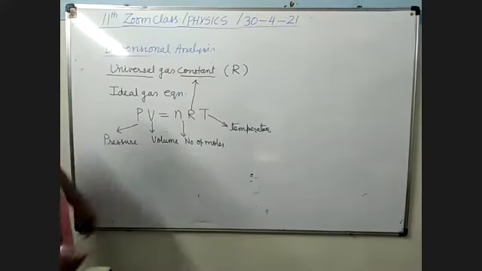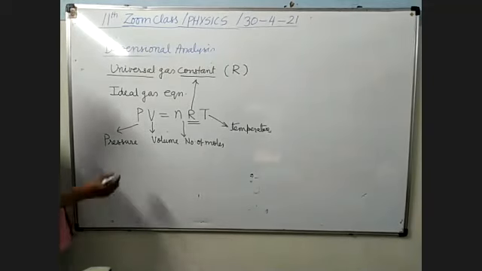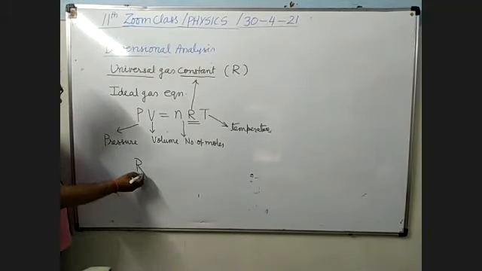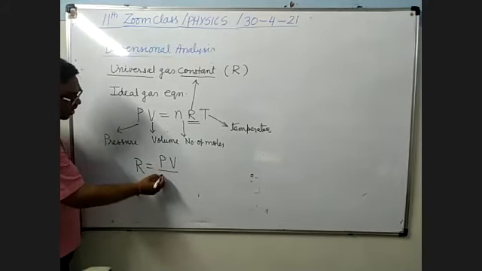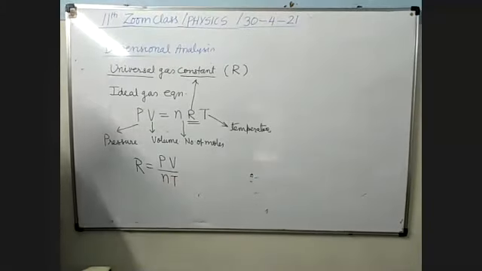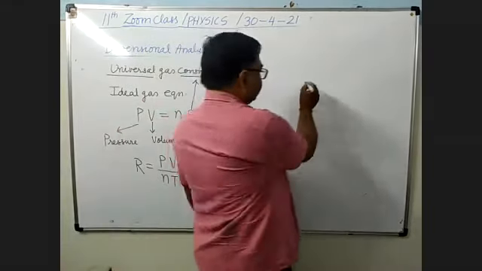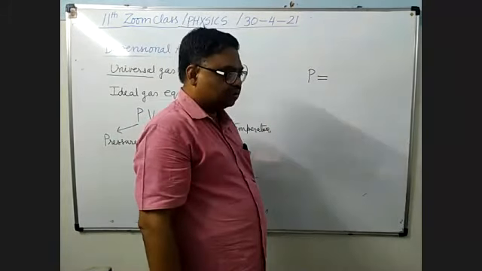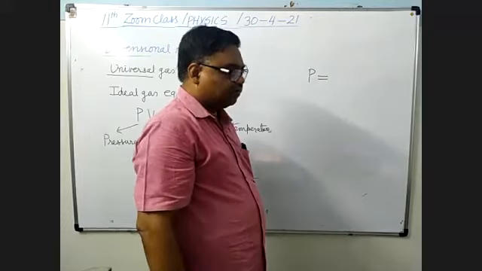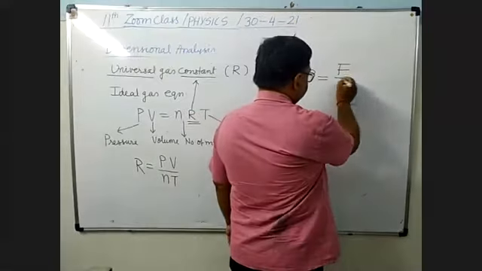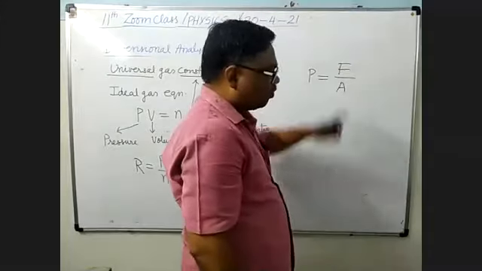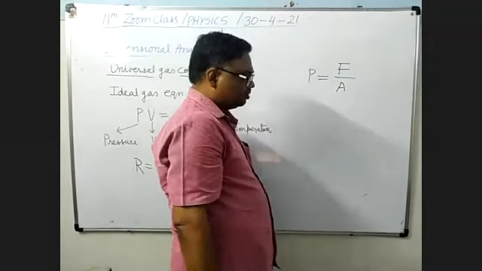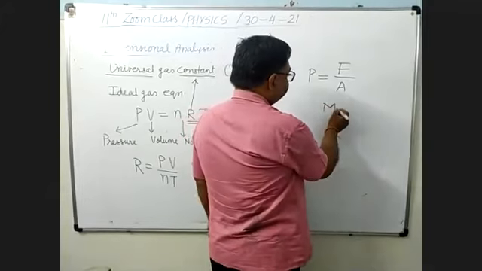We have to deduce the dimensional formula of capital R. So you make the formula of capital R: R equals PV upon nT. First you find out the dimensional formula of pressure. Who can tell what is the formula of pressure? Force upon area. What is the dimensional formula of force? MLT minus 2.